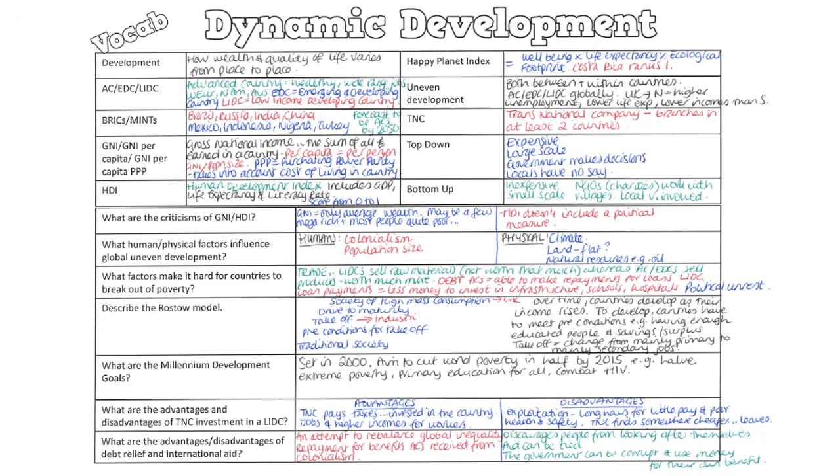Right, so we've talked about the criticisms of GNI. HDI, although it's a composite measure, doesn't include political development. So it doesn't include democracy or corruption, which lets it down, many people say. What are the human and physical factors that influence global uneven development?